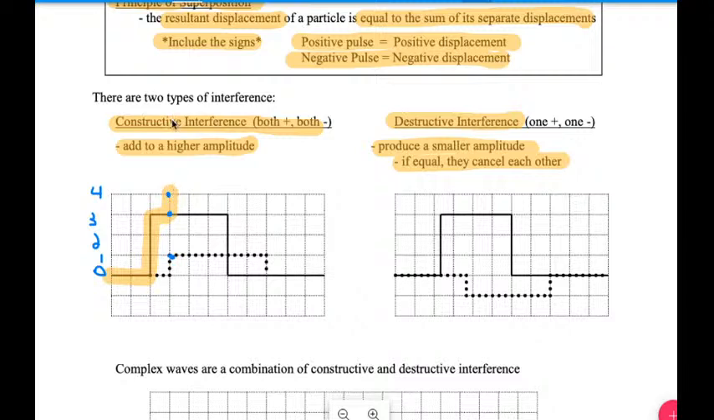And we're going to stay at 4. Right there still has 3 plus 1. 3 plus 1. We're going to stay here for a while. All of a sudden, we're dropping down to 0 from wave 1. 0 plus 1 from wave 2 gives us 1. And we're going to stay at 1. 1 plus 0 until we get to the end. And that is our constructive interference.